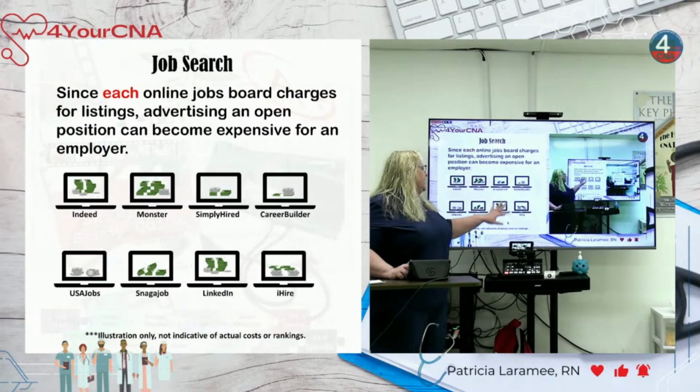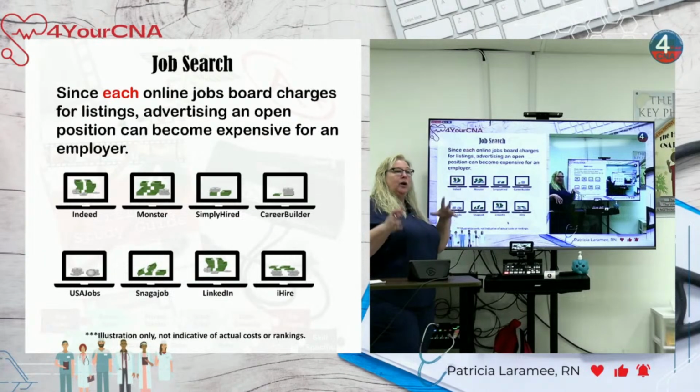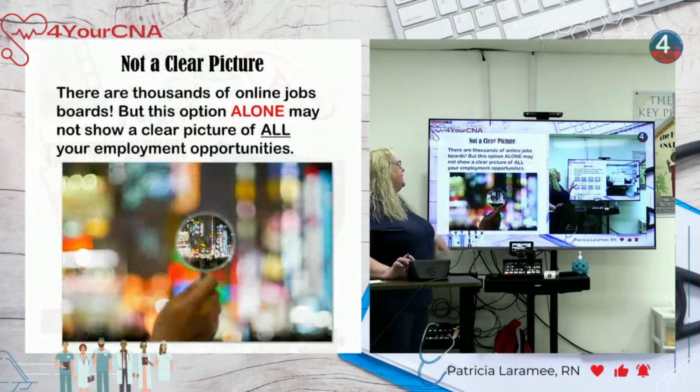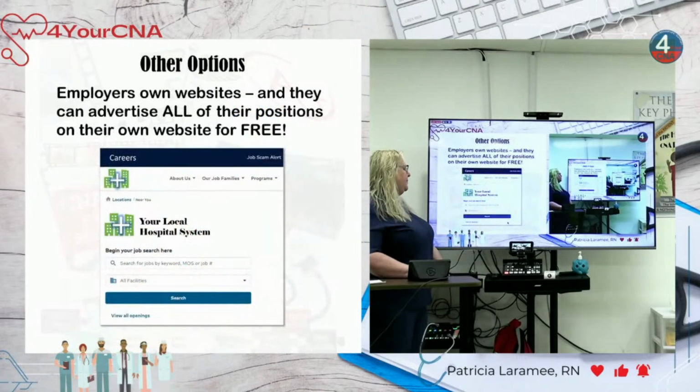So when I looked at all the online jobs boards, it costs money, varying amounts of money. Some were a lot of money, some were a little bit of money, but they all cost money. So if we understand that every single one of these is going to cost money, we're not going to see all of our opportunities there. So where can we look to find opportunities if they're not going to be on these jobs boards?